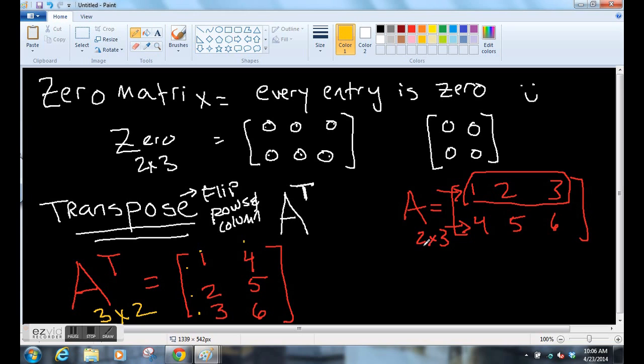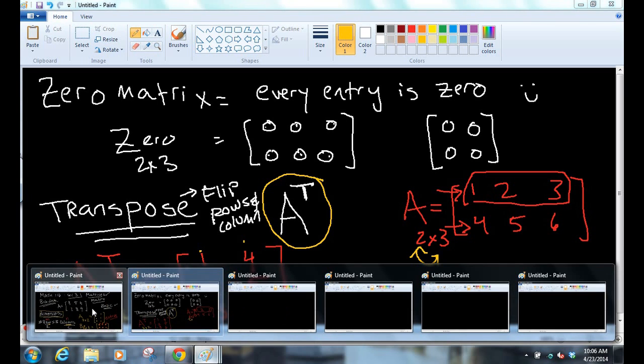So the dimensions flipped. It went from 2 by 3 to 3 by 2. See, it flipped. They flipped. Transpose.